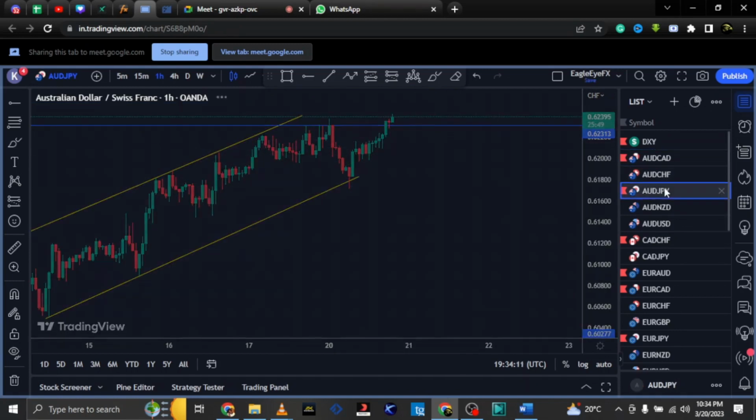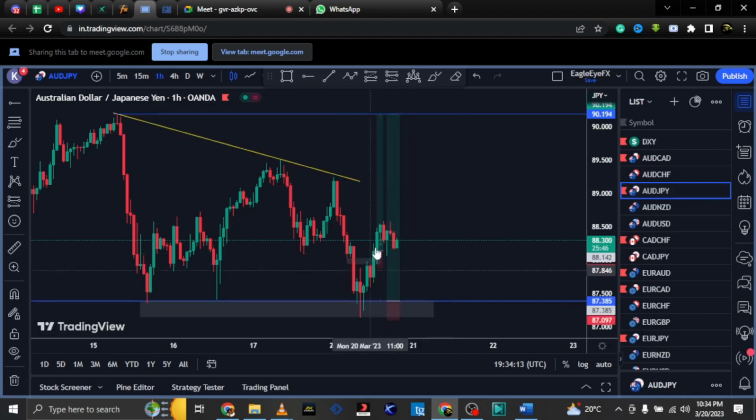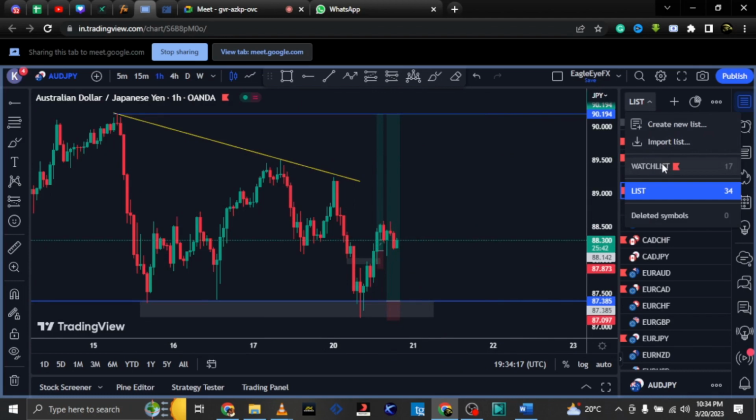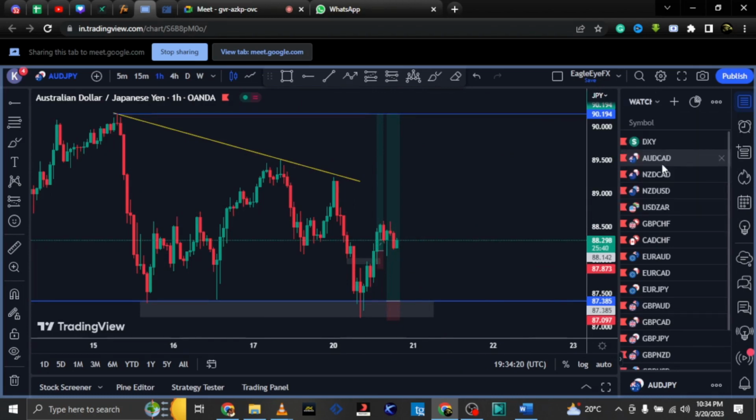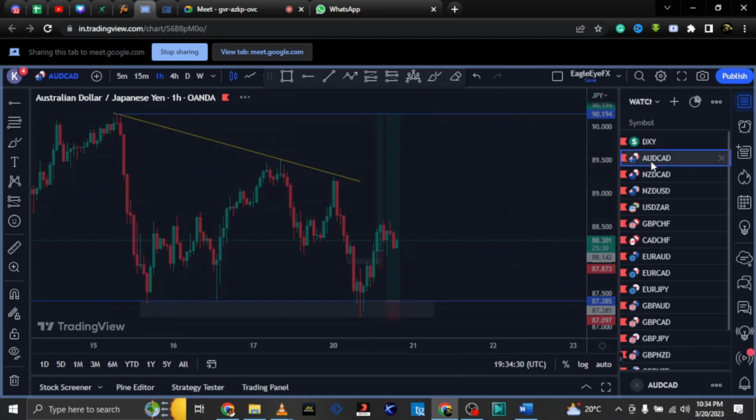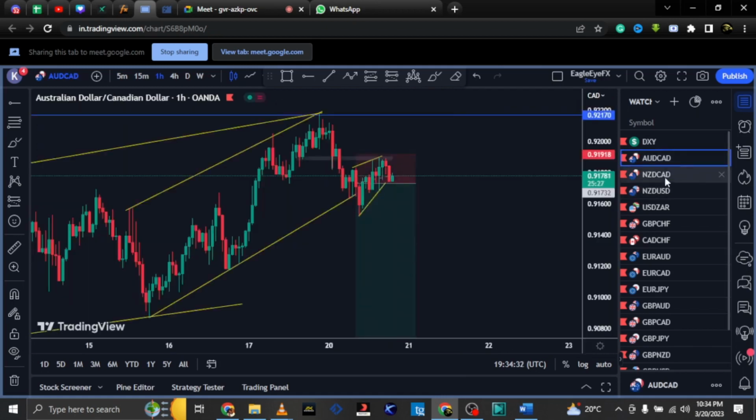If you look at their structures, when one is buying, another one is also buying. When one is doing this, like CAD JPY and CAD CHF. Even I noticed even GBP JPY and EUR JPY. Okay, all right. So let's look at these two, I'm looking at them keenly.